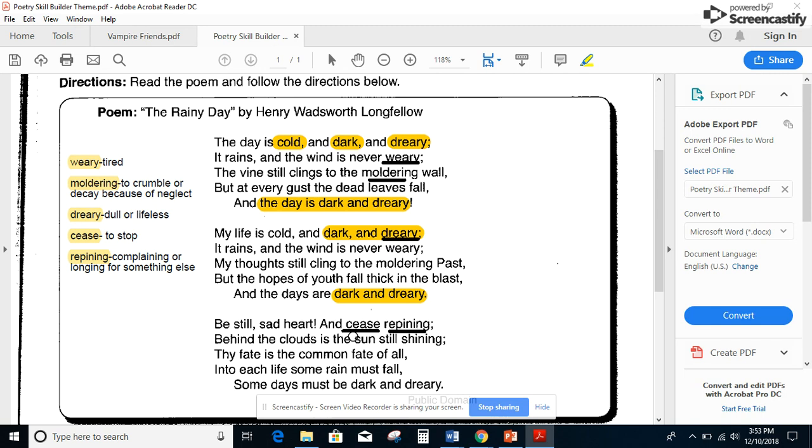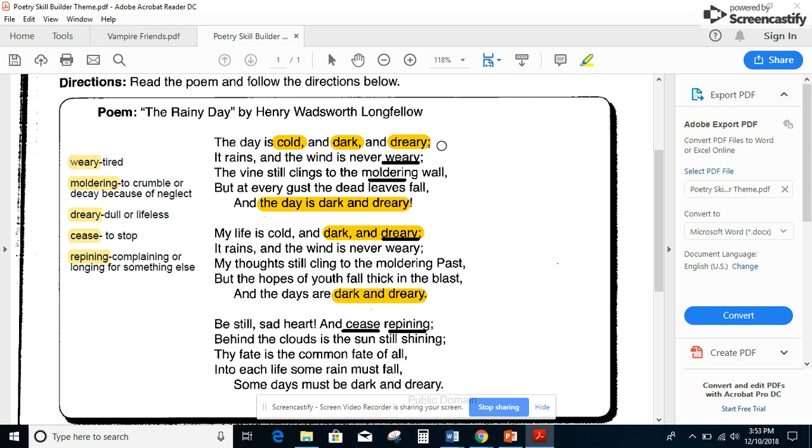Okay, now that we have a pretty good handle on the vocabulary, I'm going to leave that vocabulary up on the side for you as we read the poem, guys. But let's go back through all three stanzas and kind of break it down as we go. The day is cold and dark and dreary. It rains and the wind is never weary.